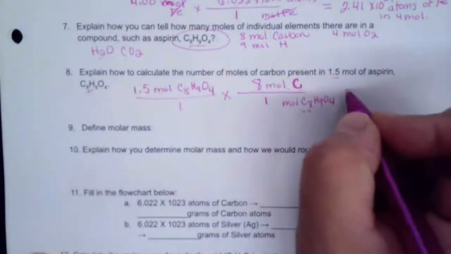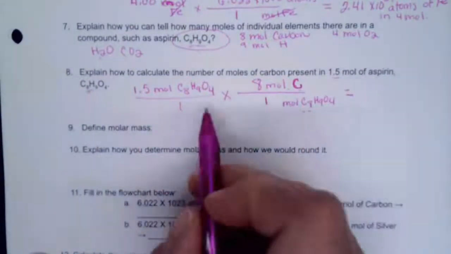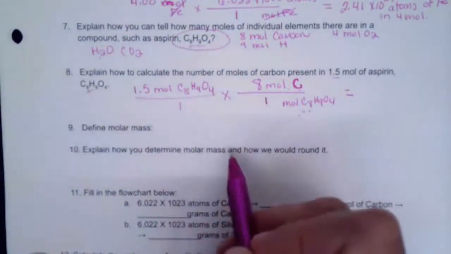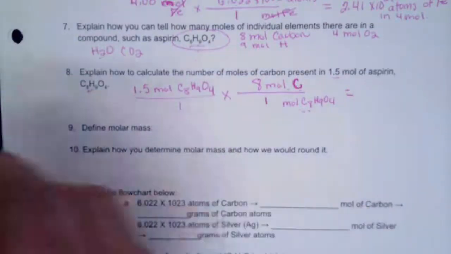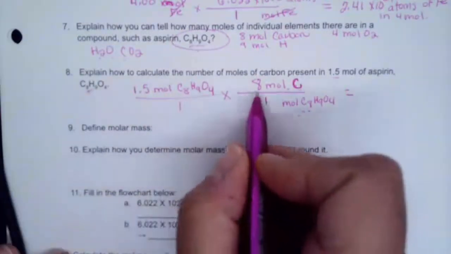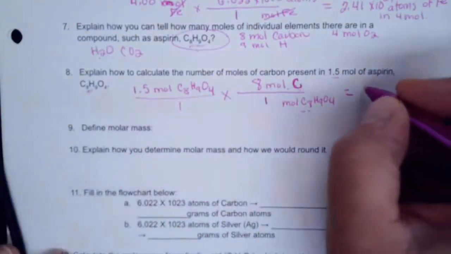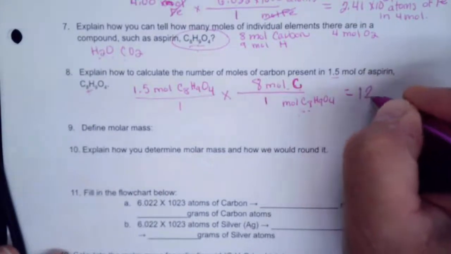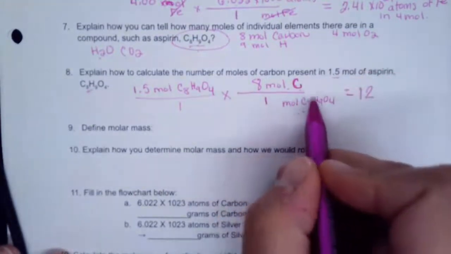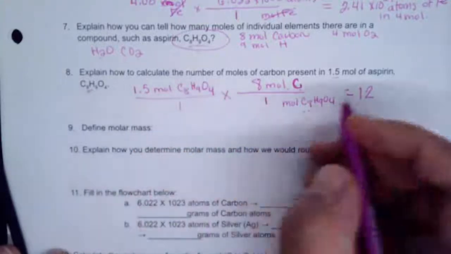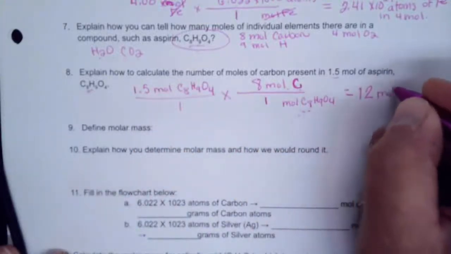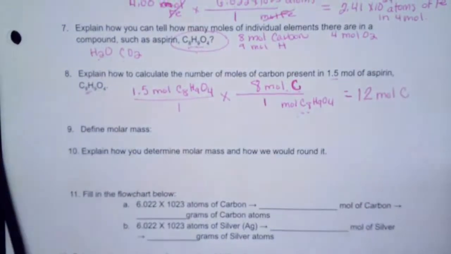So now you just, again, multiply across. 1.5 times 8 equals 12. So we know that in 1.5 moles of this compound, there are actually 12 moles of just carbon.